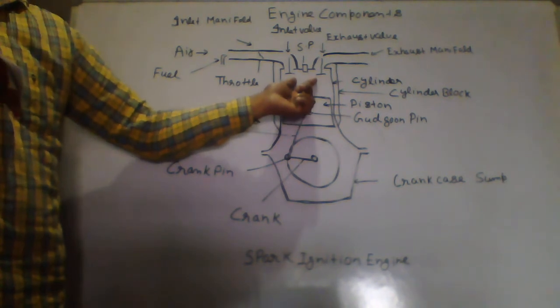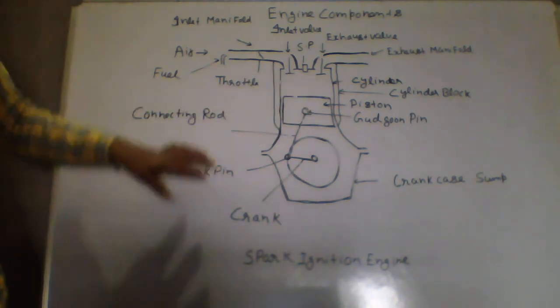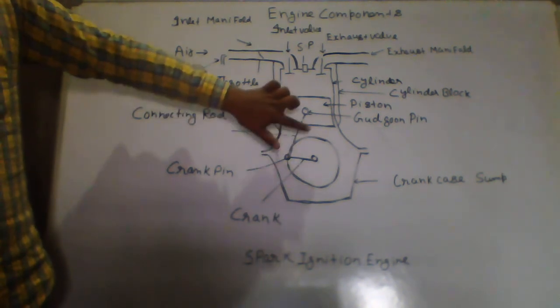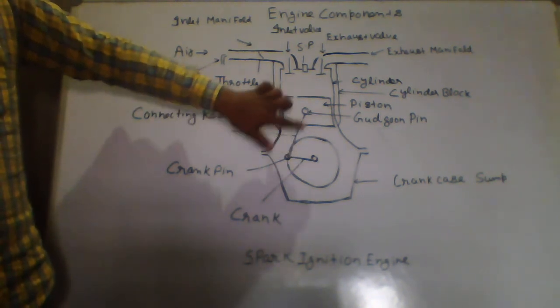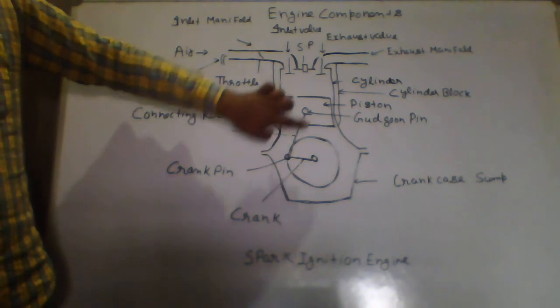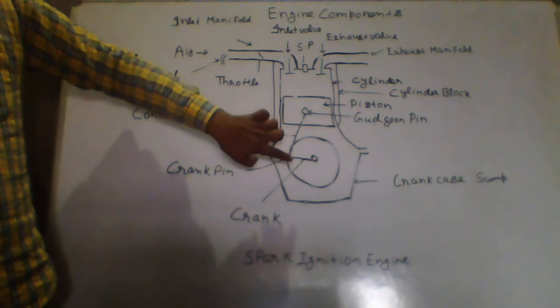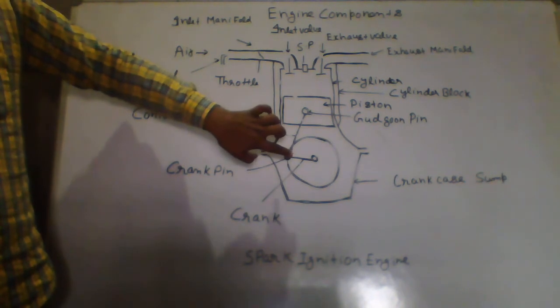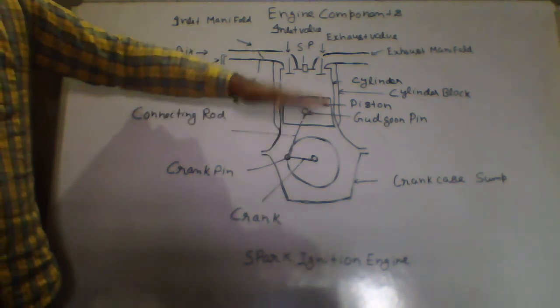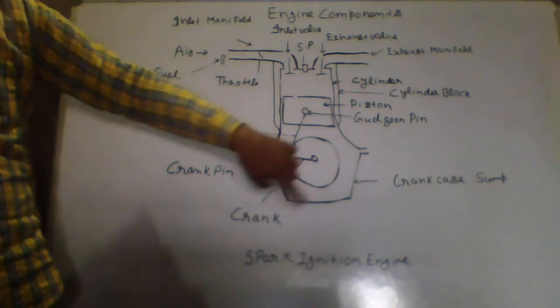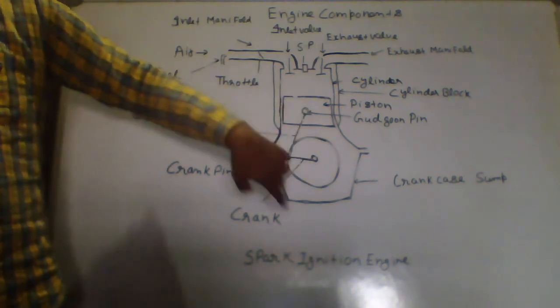And okay, the next is the connecting rod. Okay, this is your connecting rod. It interconnects the piston and the crankshaft. The connecting rod connects the piston, this is your piston, and your crankshaft, and transmits the gas force from the piston to the crankshaft. The gas pressure on the piston is transferred to the crankshaft, and the crankshaft will start rotating.